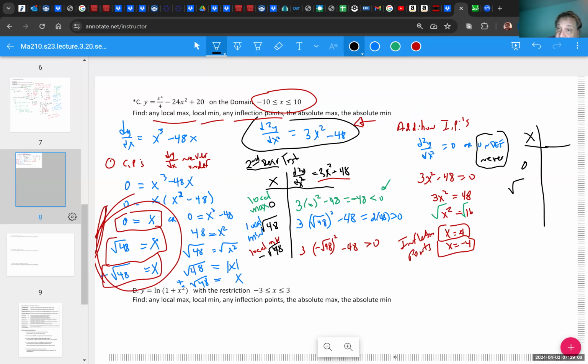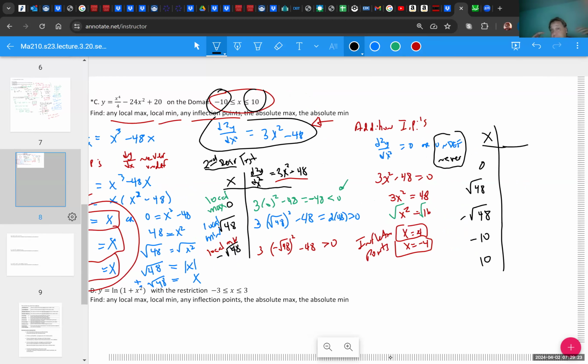0, square root 48, negative square root 48, and my endpoints are negative 10 and positive 10, because they told me those are the endpoints. So those are the 5 possible places for absolute max, absolute min. And how do I determine the absolute max, absolute min?